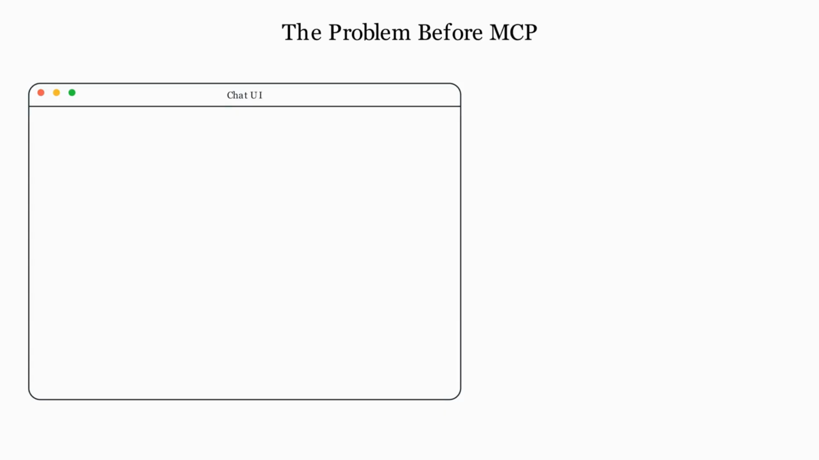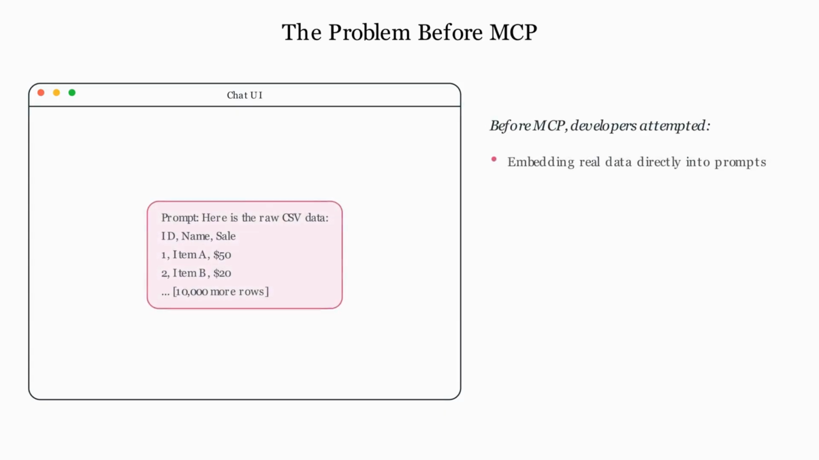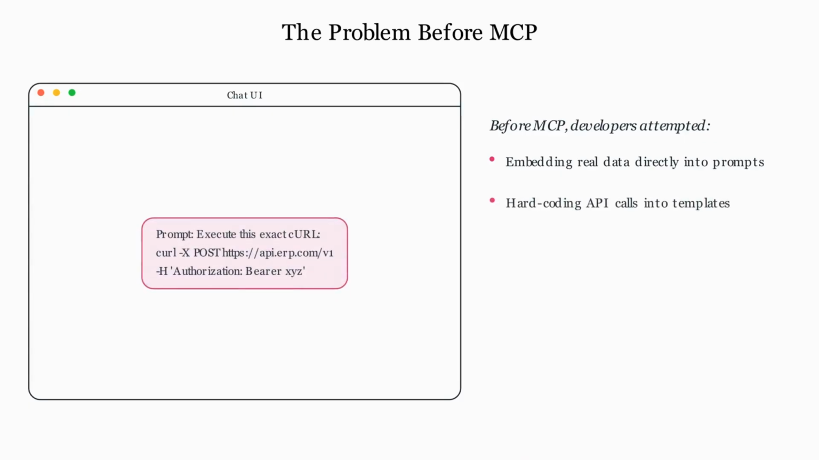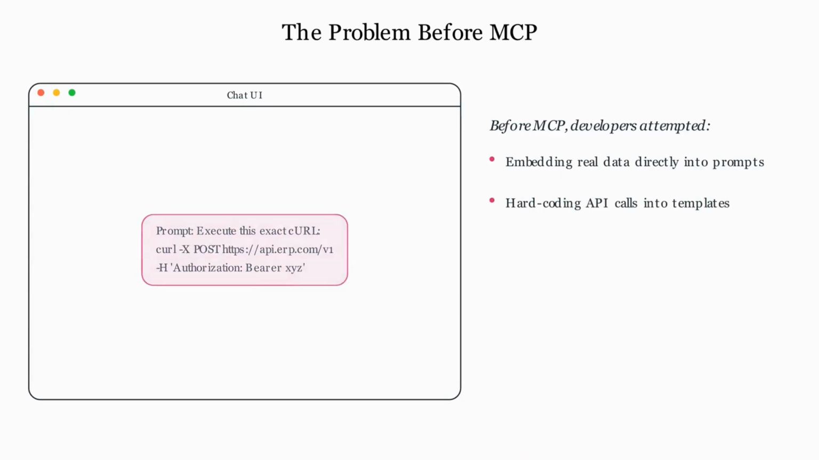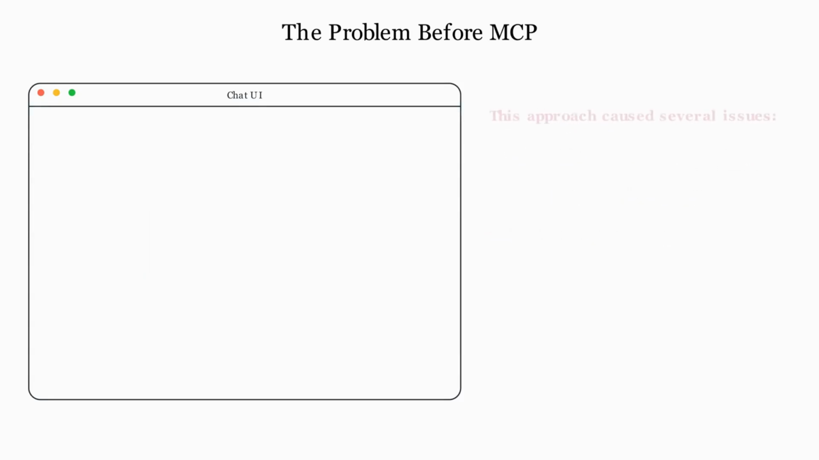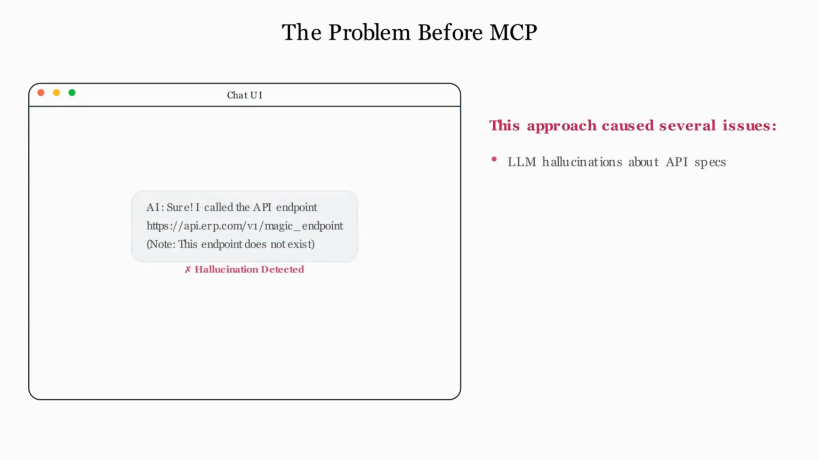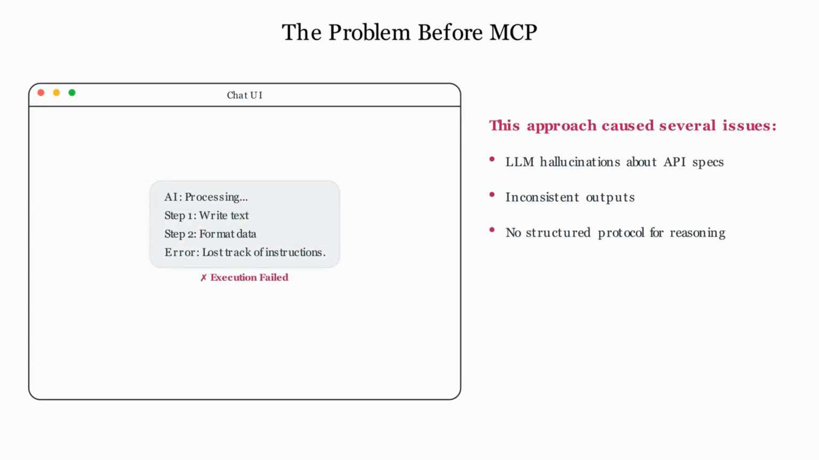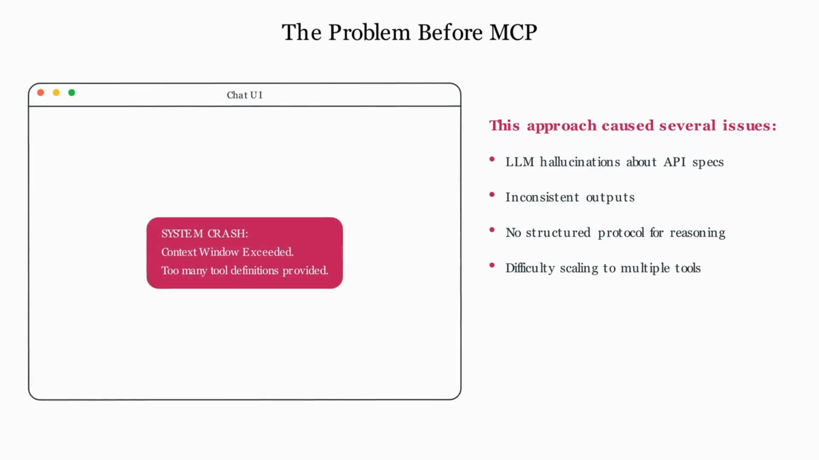The problem before the MCP. Before MCP, developers attempted embedding real data directly into prompts, hard-coding API calls into prompt templates, building ad hoc tool call logic, and this approach caused several issues such as LLM hallucinations about API, inconsistent outputs, no structured protocol for reasoning, and difficulty scaling to multiple tools or data sources.